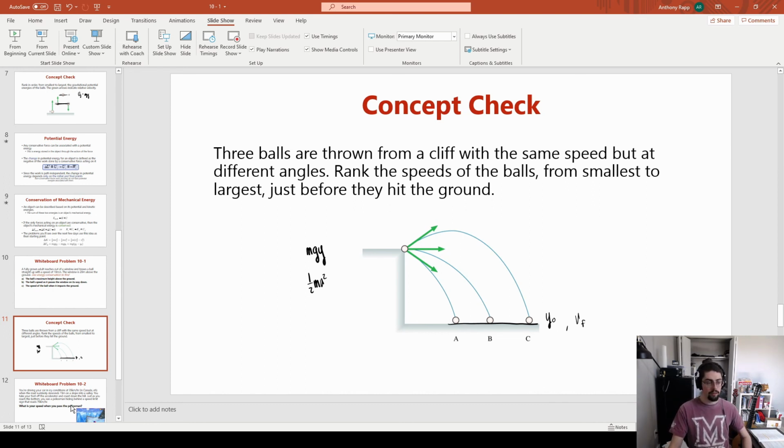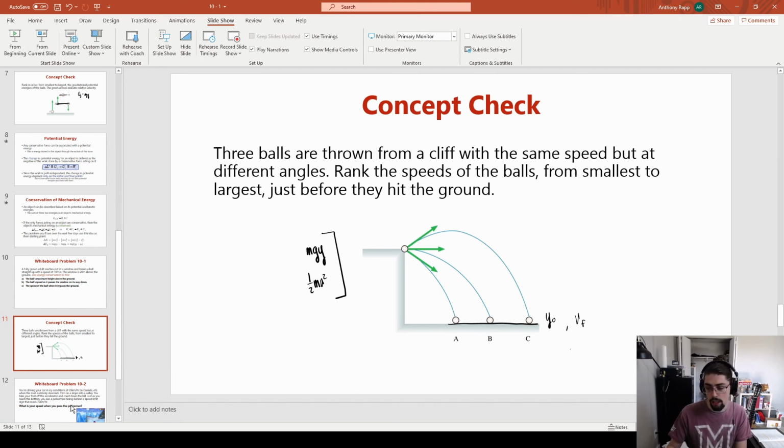Does that all make sense? I'm not entirely sure if that was a typo or something. It's energy conservation in this case. All 3 of them started with the same amount of energy. All 3 of them end with the same amount of energy. They all end at the same spot, right? They all end at y equal to 0.